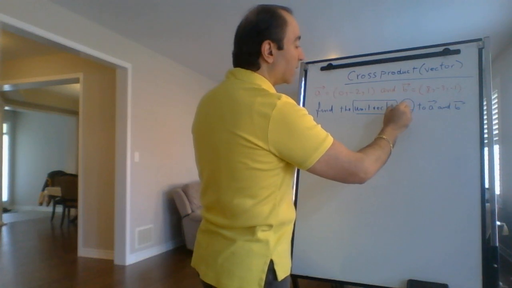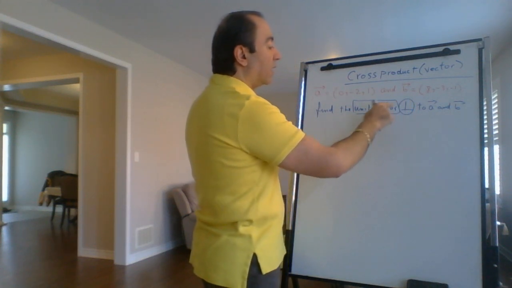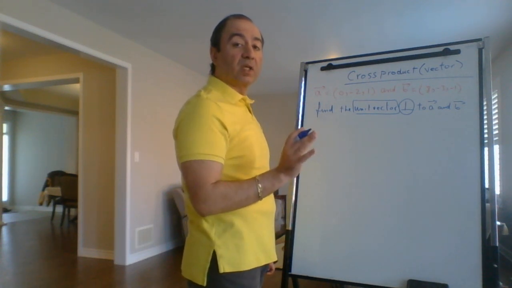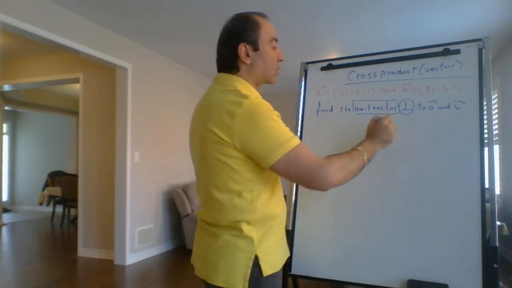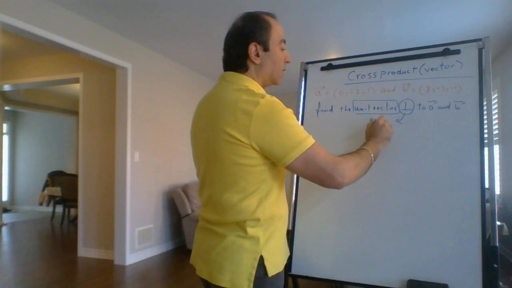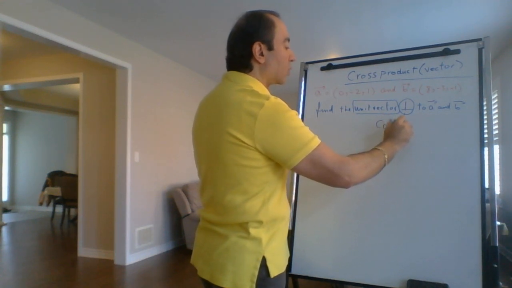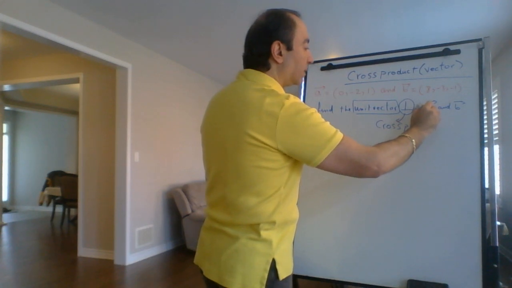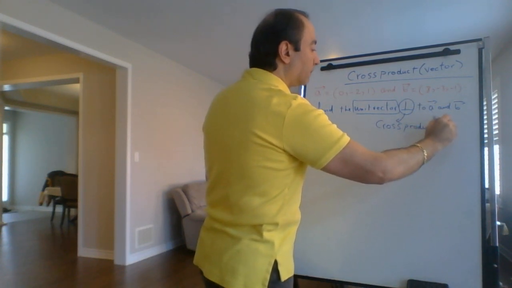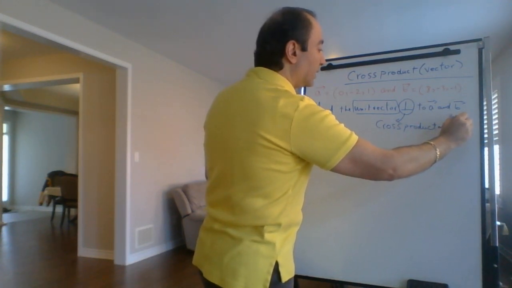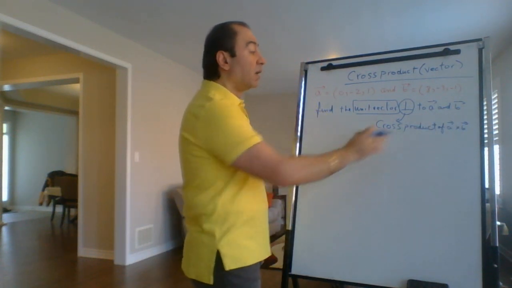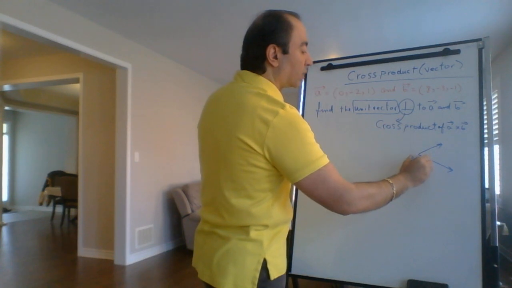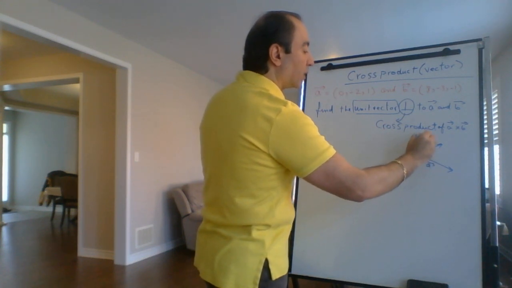Once I see that I need to find a vector that's perpendicular to two vectors, the only operation that comes to my mind is cross product. So this tells me that I need to do cross product of A and B, A cross product B. So I need to find A cross product B because this will give me the vector that's perpendicular to both A and B.